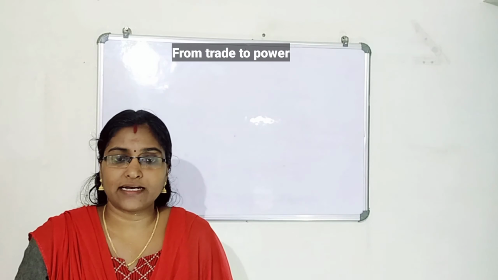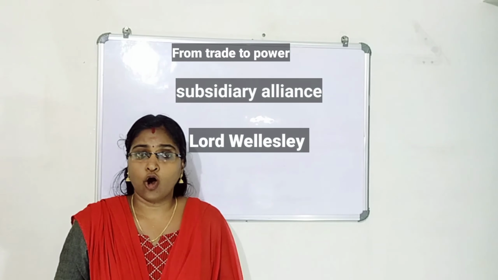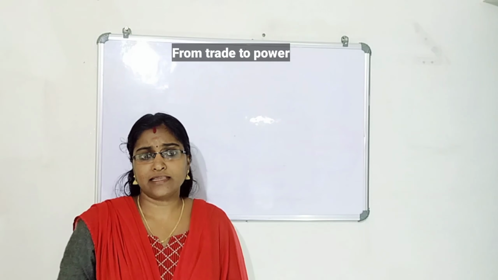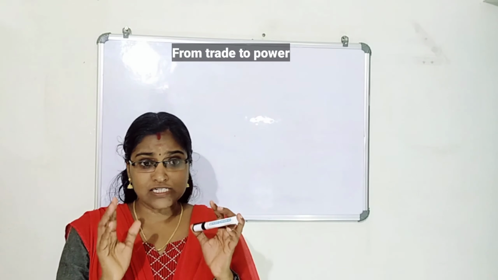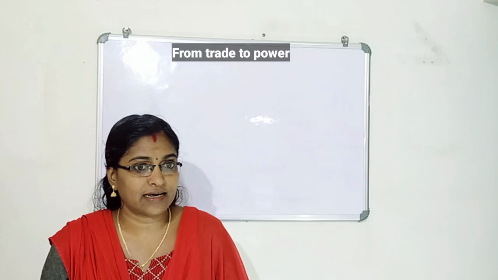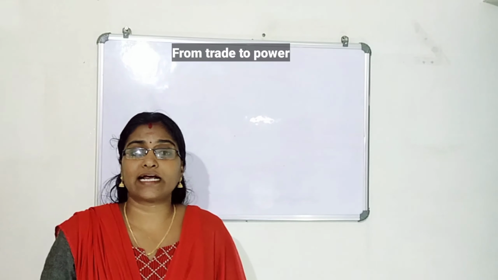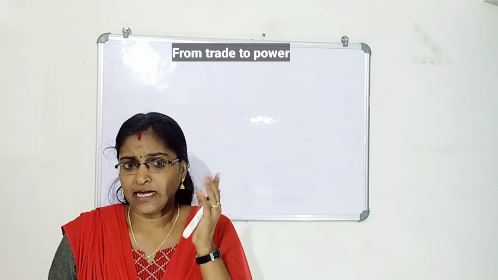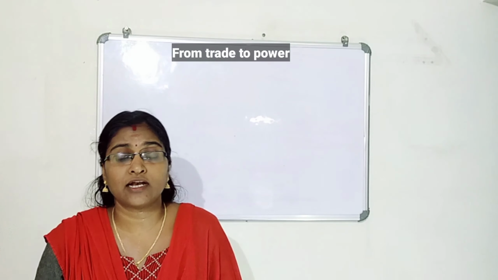First important topic is Subsidiary alliance, introduced by Lord Wellesley. Listen carefully. Any Indian ruler who entered into Subsidiary alliance with British was forced to maintain a permanent British army in his territory and to pay a sum of money for its upkeep. It was declared that this was only for his own protection. In fact, it was just a means of extracting tax from Indian rulers.